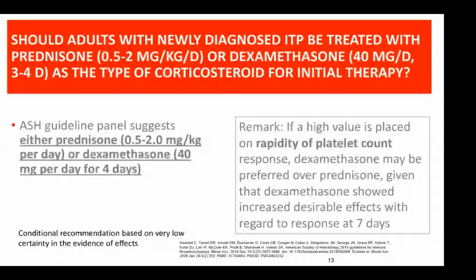Should a patient with newly diagnosed ITP be treated with prednisolone or dexamethasone? The panel suggests that there's no difference between prednisolone and dexamethasone. But if you need a rapid platelet count, dexamethasone may be preferred over prednisolone because dexamethasone showed an increased desirable effect with regard to response at 7 days, while it's not shown with oral prednisolone.